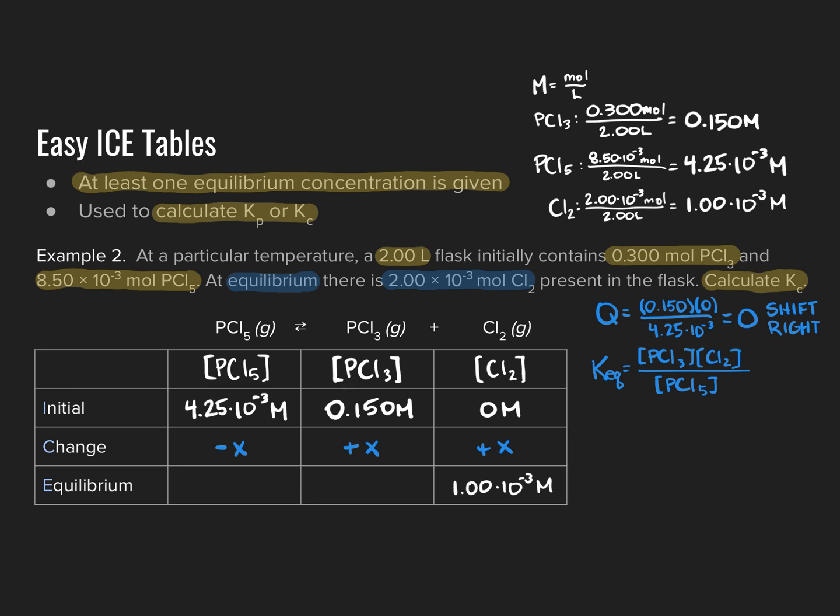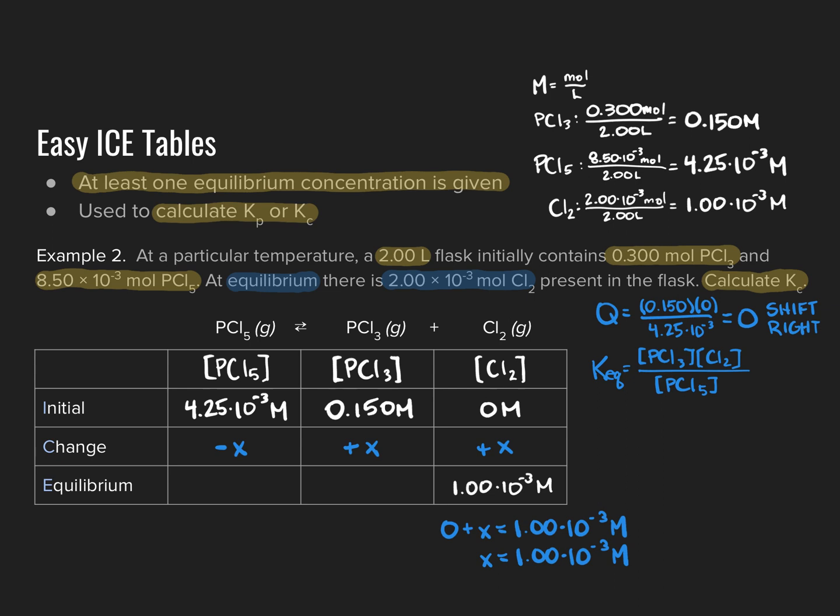And at this point now, I want you to recognize why we call this an easy ICE table. Have a look at the species Cl2. We currently know everything about that species, including the initial concentration, its change in concentration defined in terms of x, and its equilibrium concentration. And therefore, I must know that the initial concentration of 0 molar plus the change of x moles per liter would yield for us here the equilibrium concentration of 1.00 times 10 to the negative 3 molar. Therefore, x must itself be equal to that value of 1.00 times 10 to the negative third.